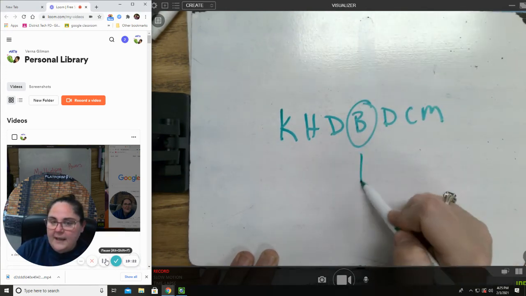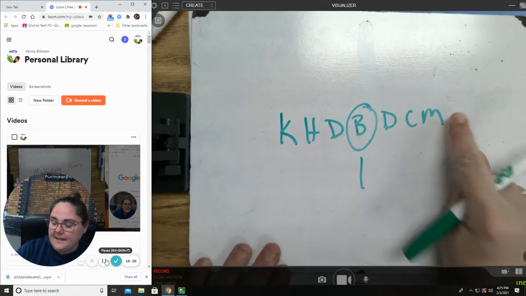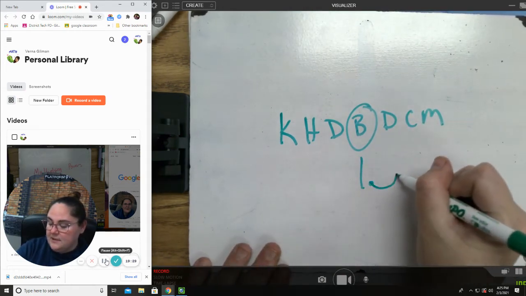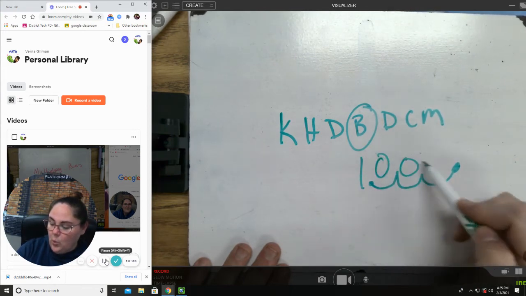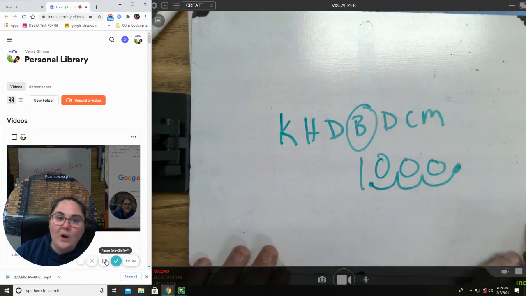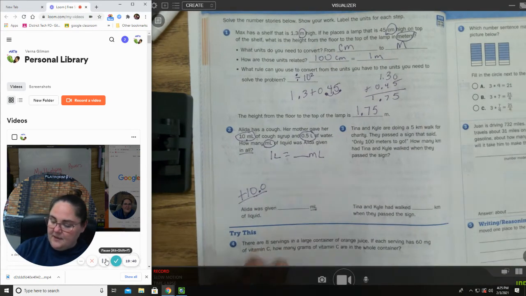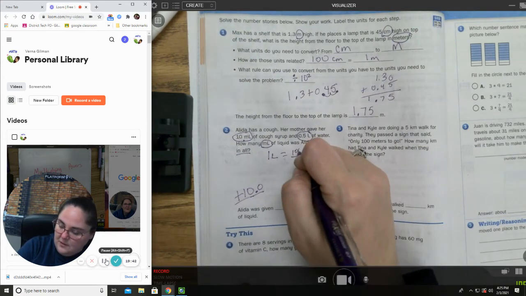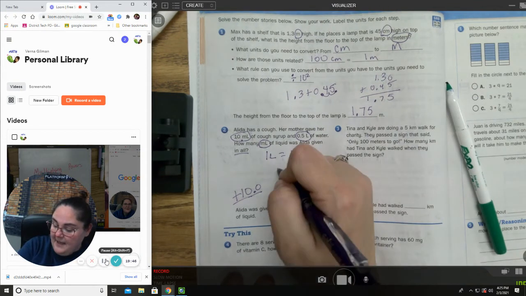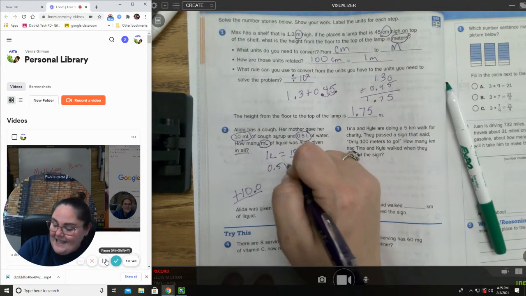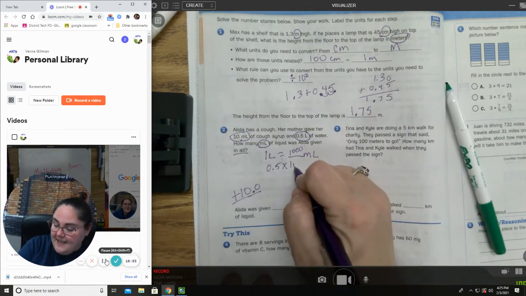Okay, 0.5 liter equals how many milliliters? So here's my decimal. Decimeters, centimeters, millimeters. 1 liter is 1,000 milliliters. Okay. So what am I going to do? I'm going to multiply 0.5 times, because I have to go, I'm getting bigger this time, times 10 to the third.